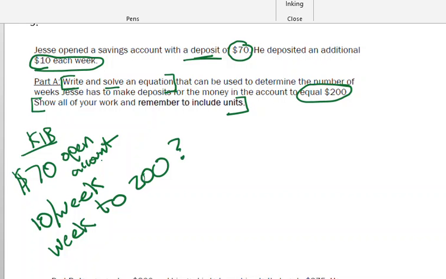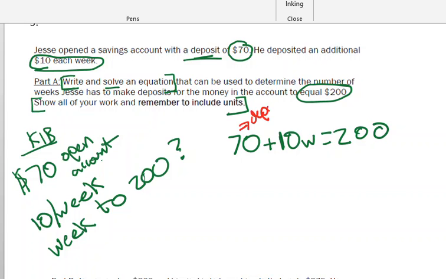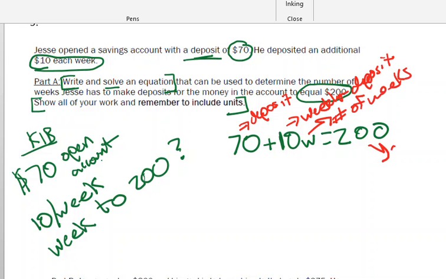Okay, so I'm going to set up an equation. I'm going to have 70 plus $10 times W is equal to 200. Okay, so what do all of these things mean? 70 is the deposit. $10 is the weekly deposit. W is the number of weeks. And the 200 here is sort of the goal.